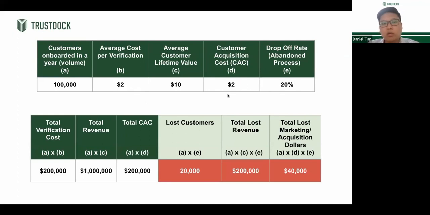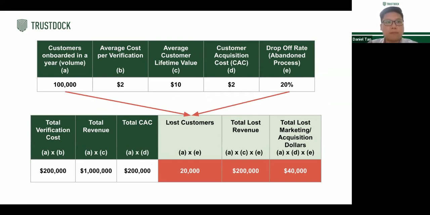So very quickly, what these numbers mean for the business is the total verification cost, very easy to calculate, $200,000. The total revenue, once again, easy to calculate, 100,000 times $10. The total customer acquisition cost is $200,000. So this portion is easy to make sense of. But where things really start to get personal for the business is when profitability is being affected.